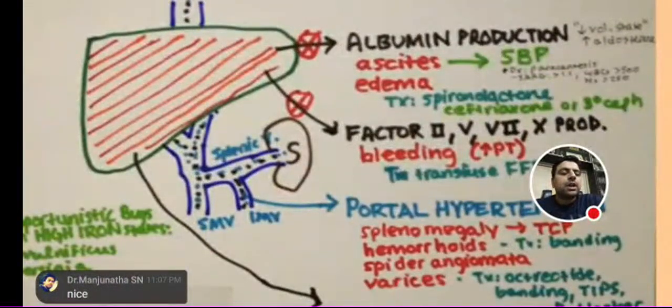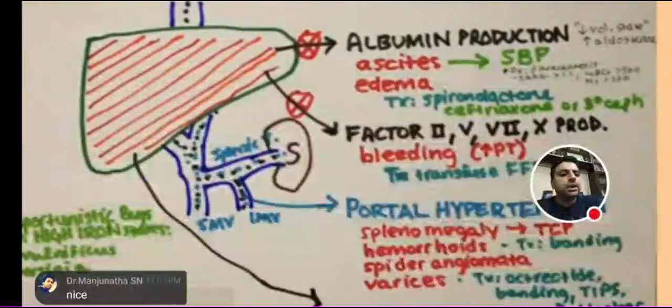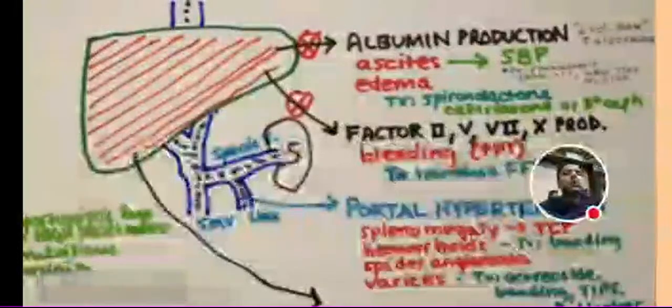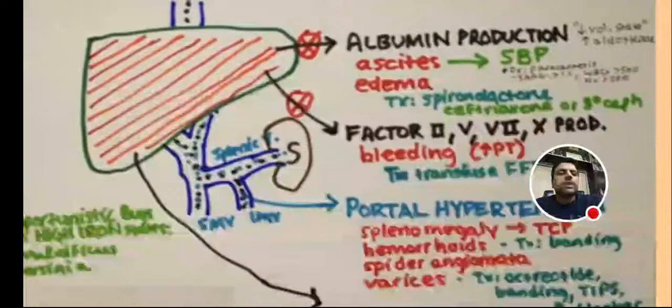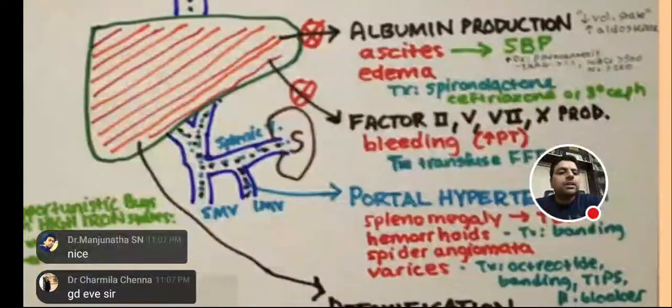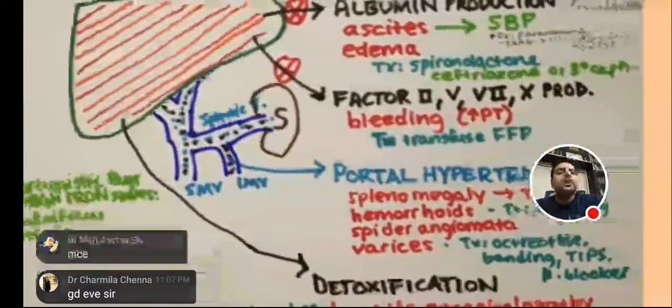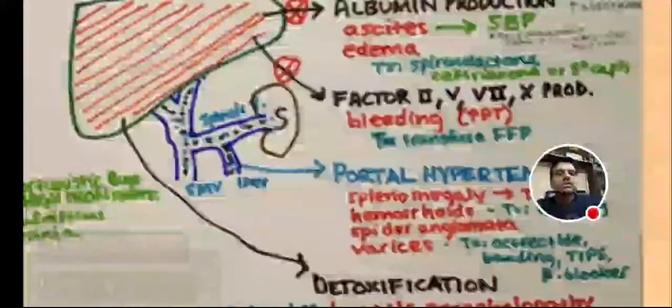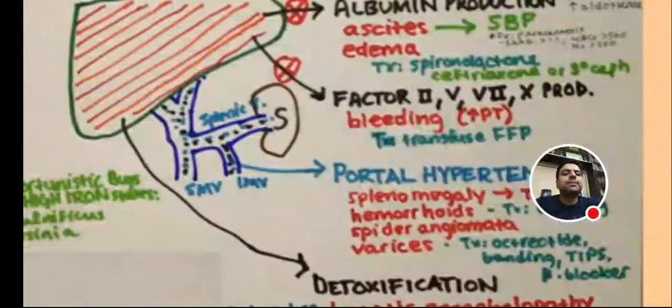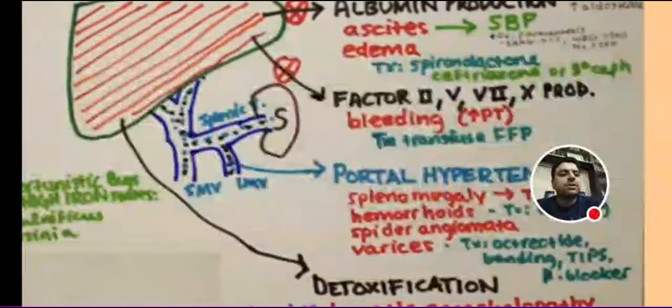And we have to be very watchful regarding spontaneous bacterial peritonitis, which we treat with antibiotics like ceftriaxone or cefotaxime. The liver produces factors 2, 5, 7 and 10. Due to liver cirrhosis, there is a deficiency of all these factors, which causes bleeding and increased prothrombin time. That's why in this condition we have to treat with fresh frozen plasma, FFP, transfusion.